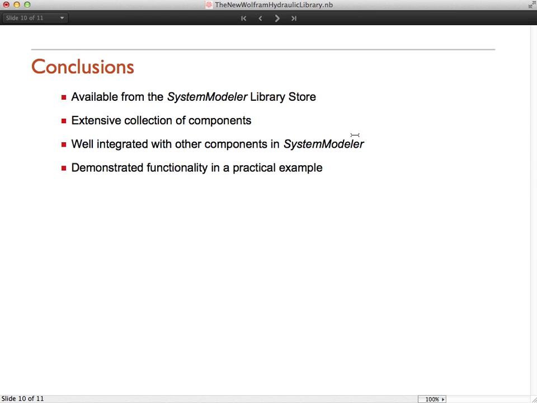So in conclusion, the Wolfram Hydraulic library is available from the library store. It contains an extensive collection of components which are well integrated with other components in SystemModeler, and we have demonstrated the functionality in a practical example.